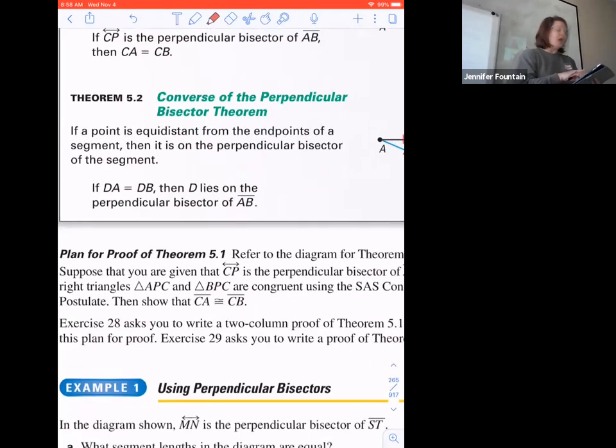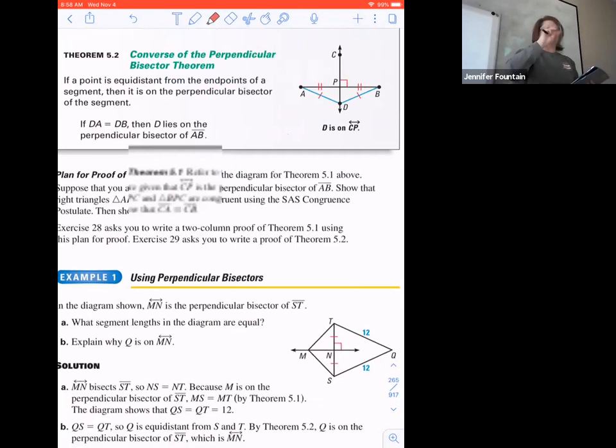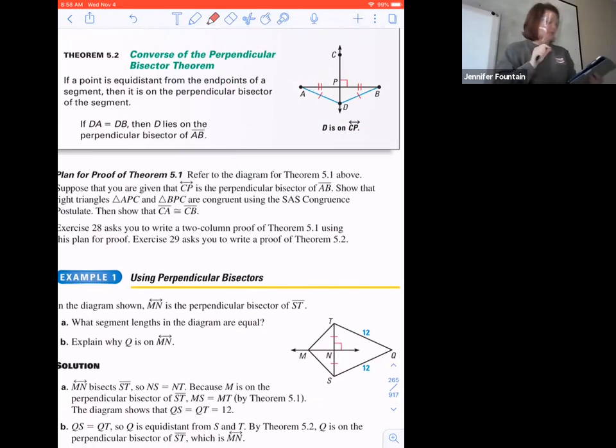Theorem 5.2 is a converse of that, okay? So remember converse flip-flop? So it just says if a point is equidistant from the endpoints of a segment, then it is on the perpendicular bisector. So first of all, if I only have points and I have my perpendicular bisector, I can conclude from the first one that my distance is going to be the same. This one is saying if the distance is the same, then I can interpret that it is a perpendicular bisector. Everybody good with that?